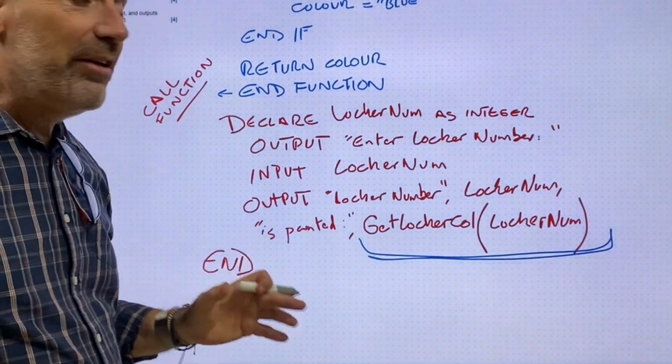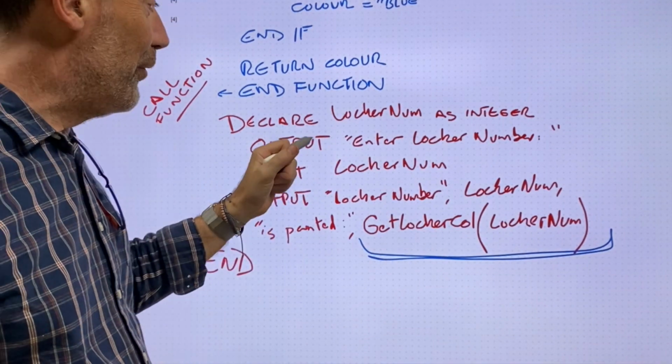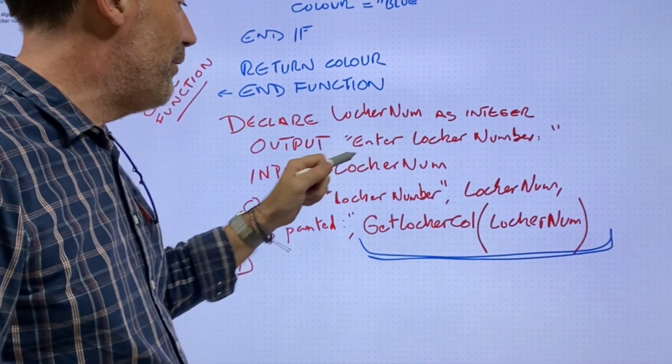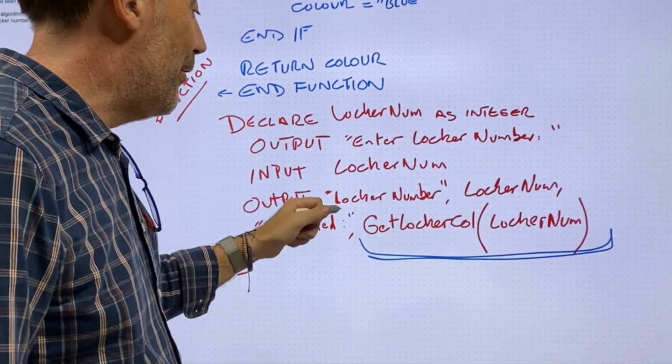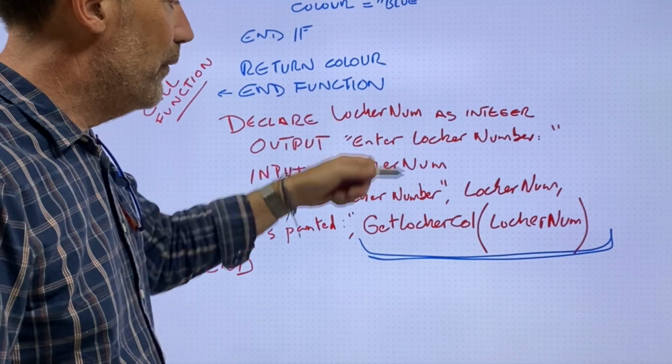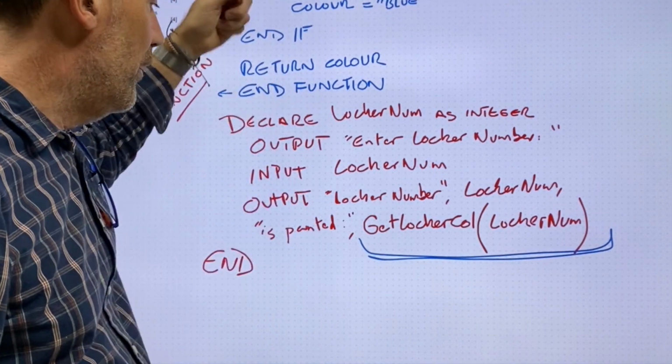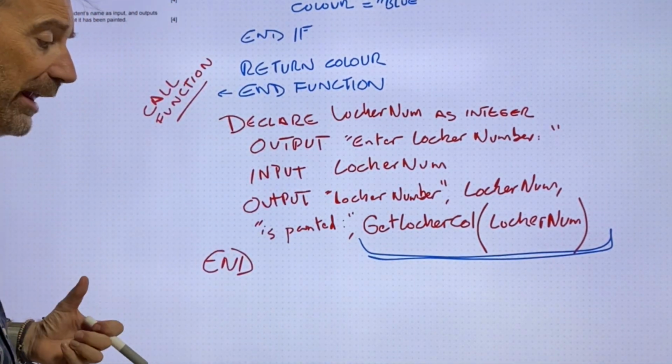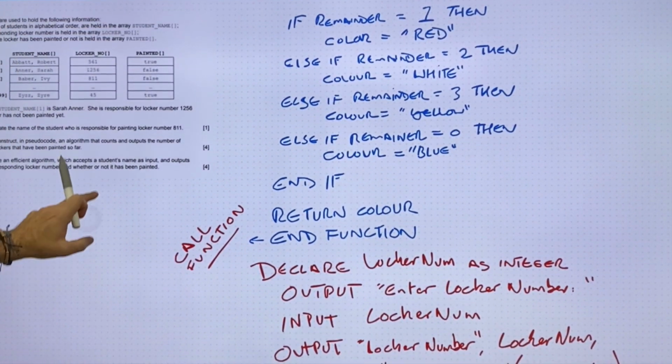You don't need to do it as a function. Naming variables, that's your important thing. Make sure your names are correct. I ran into a bit of a problem with locker num or lock num. Make sure the names correspond all the way through. But that would get us how many marks?